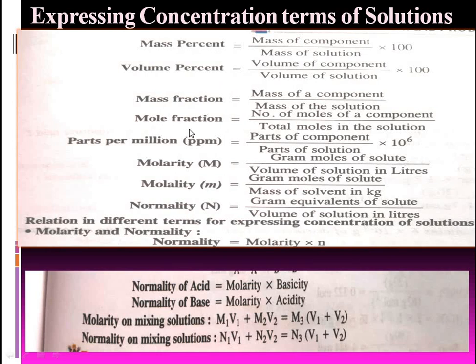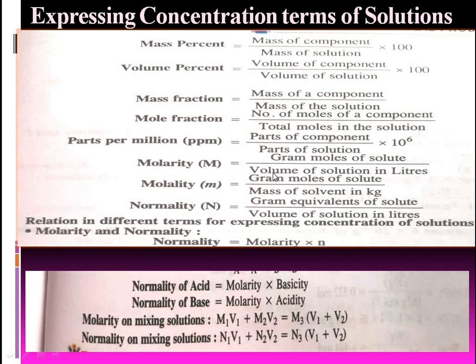Now moving to the next term, mole fraction. Mole fraction is the number of moles of a component divided by total moles in a solution. Now next is ppm, parts per million. Parts of a component divided by parts of solution multiplied by a million, 10 raised to power 6. This ppm term is used to check the purity of water, hardness of water, or purity of air. Next term is your molarity, which is denoted by capital M.